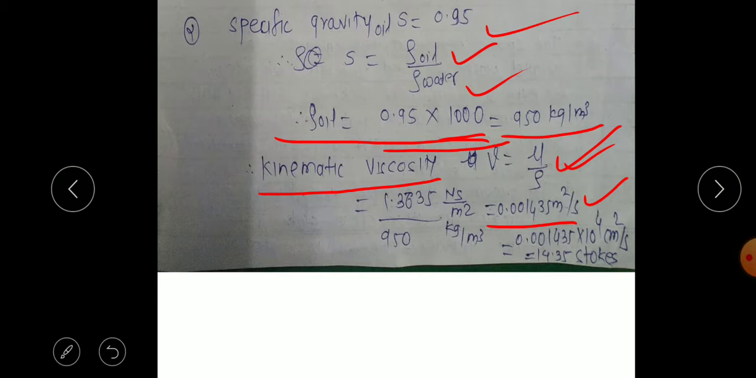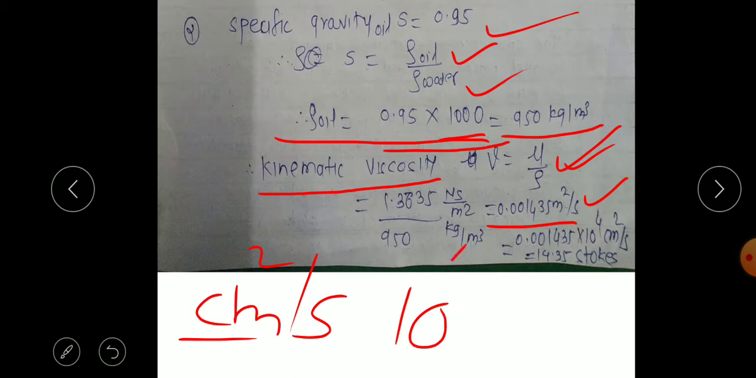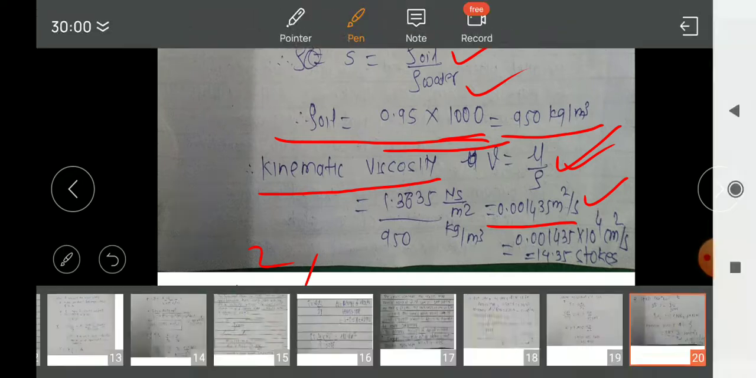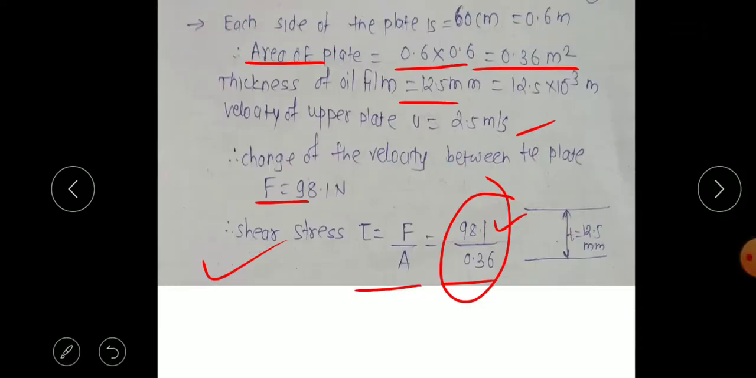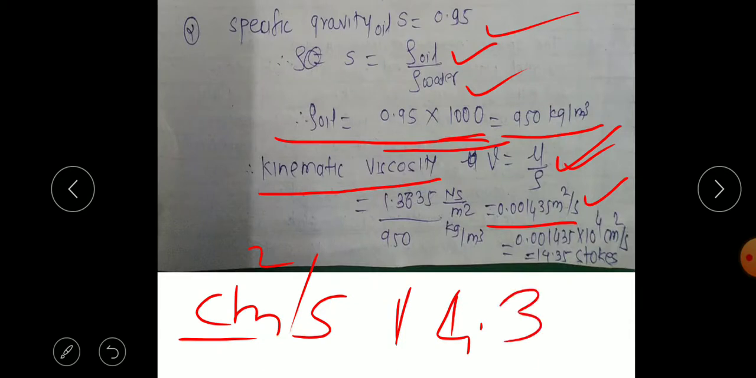But we require the answer in Stokes. So Stoke is in centimeter square per second. So meter square we have to convert into centimeter square. So multiply it by 10 raised to 4. So multiplying 0.00143 by 10 raised to 4, we get the answer in centimeter square per second. So we get the answer as 14.35 Stokes. So Stoke is centimeter square per second.